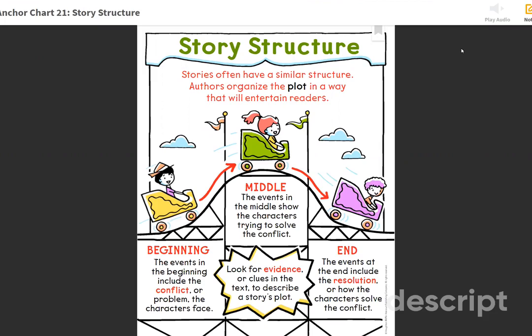For example, in the beginning of the story, this is when we will often be introduced to our characters and the problem or conflict that they will face. In the middle of the story, this is when we see our characters trying to solve the problem or the conflict. And in the end, we find that there has been a resolution to the problem. The problem has been solved by our characters. All of the things that I just mentioned are what's called the plot of the story, and they help us to understand what is happening.